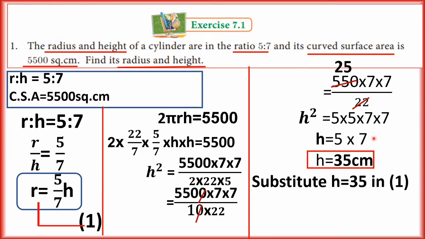Substitute this H equal to 35 in 1. What happened? 5/7 into 35. Cancel the 7 and 35. 5 5s are 25. So radius equal to 25 centimeter. Height equal to 35 centimeter.